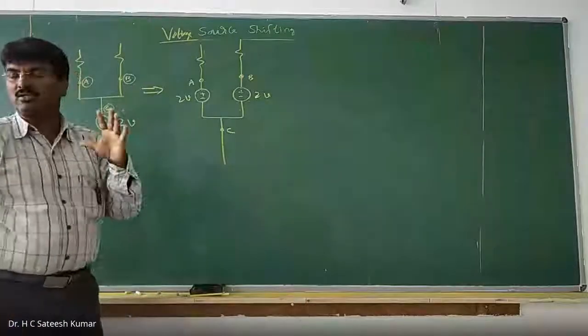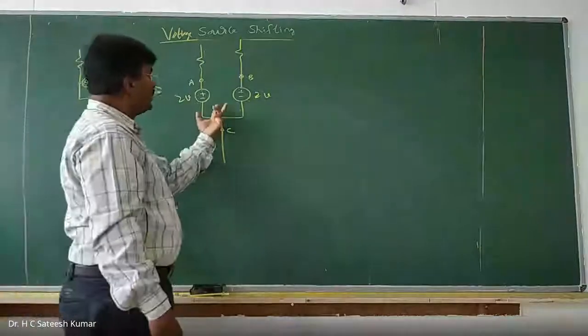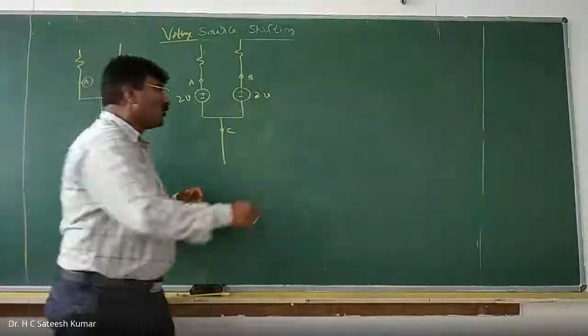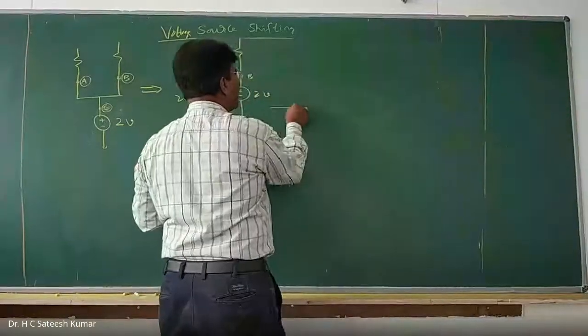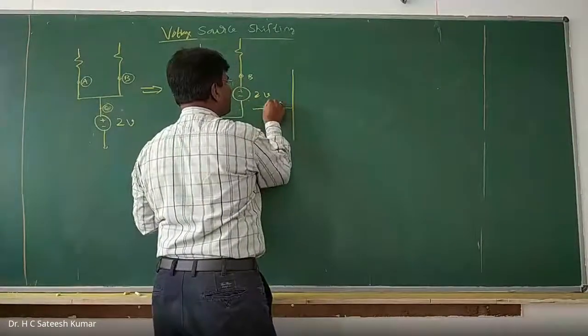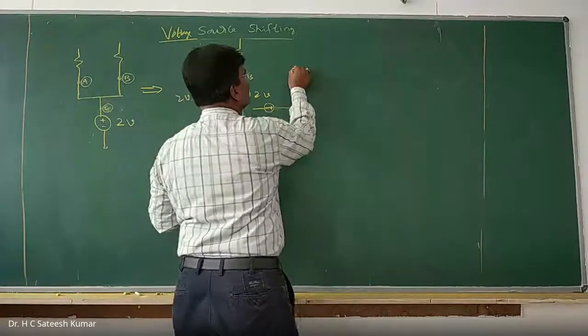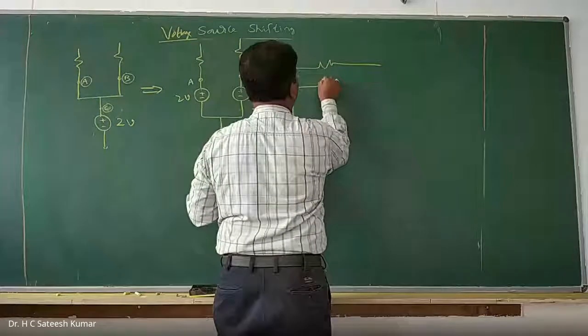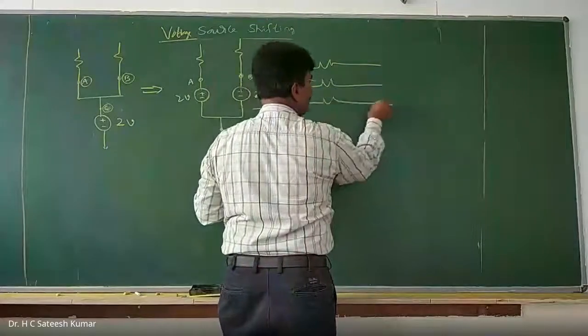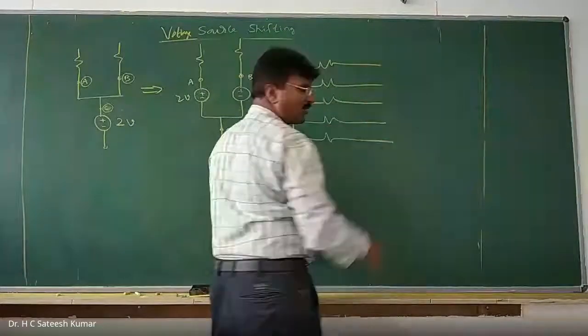This is known as voltage source shifting. Here only 2 are there, but it can be extended to any number. Let us say I have a circuit something like this. I have a voltage source something like this, minus plus 5 volts, let us say. Any number you can extend it.